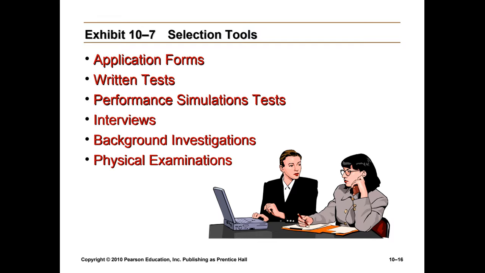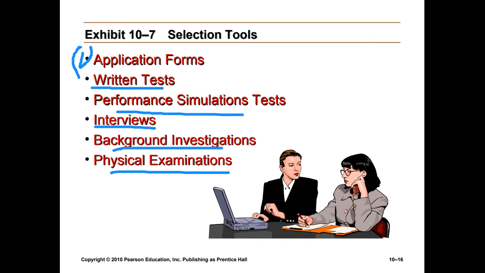So what are the most famous selection tools that are available to us? First tool is the application form. Second one is the written test. Third one is the performance simulation test. And then interviews, background investigation of the applicants, and physical examination. These are not hard and fast rules, but these are the tools available if you are trying to select a target applicant for a job.